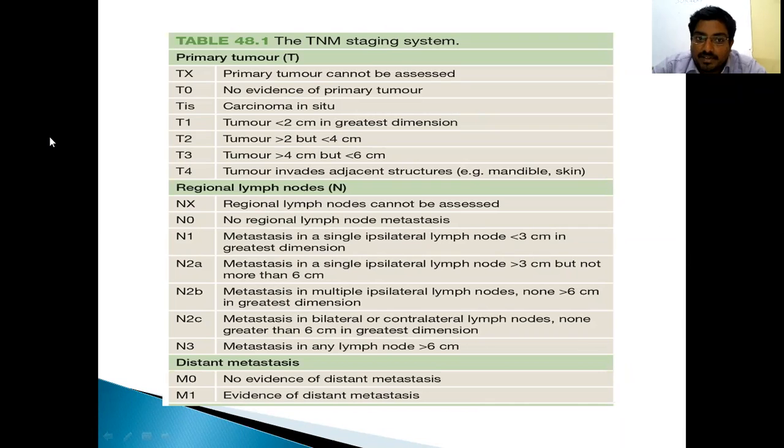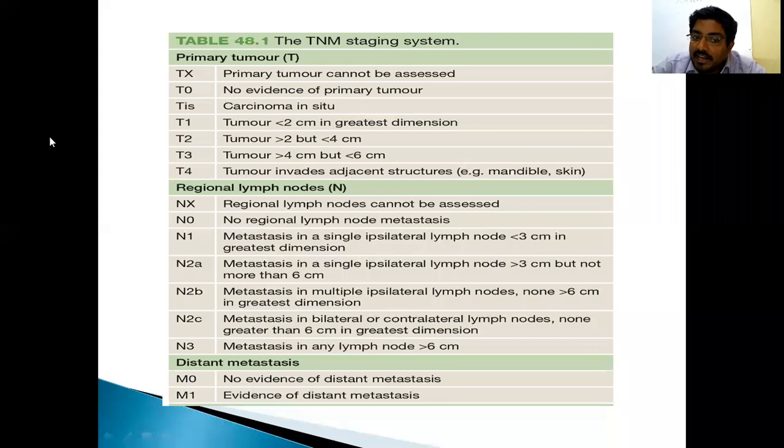T stage, tumor: T1 is less than 2 centimeters, T2 is more than 2 centimeters and less than 4 centimeters, T3 is more than 4 and less than 6 centimeters, and T4 is when the tumor invades adjacent tissue like skin or mandible. And regional lymph nodes.